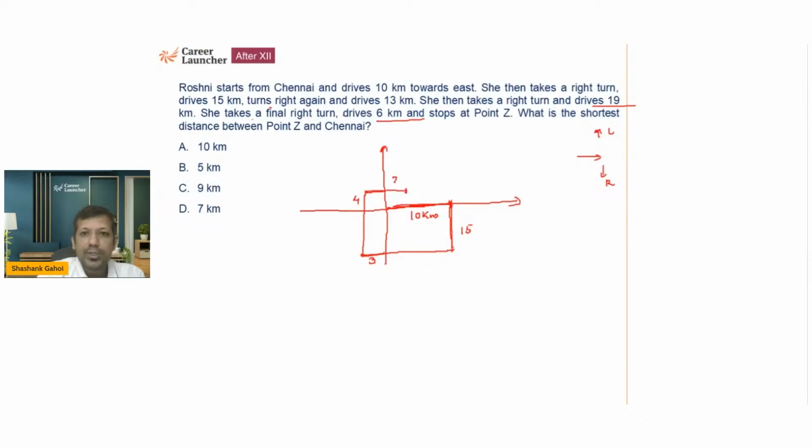So 6 kilometers. Now, what is the shortest distance between point Z and Chennai? Basically, this length is 3, this length is 4. So with the help of Pythagoras theorem, I can directly say that direct distance is going to be 5. That is going to be option B. So this is how I'm going to approach this particular question. Whenever you see questions of directions, your job is to draw the diagram, and once you draw the diagram, getting the answers becomes extremely easy.